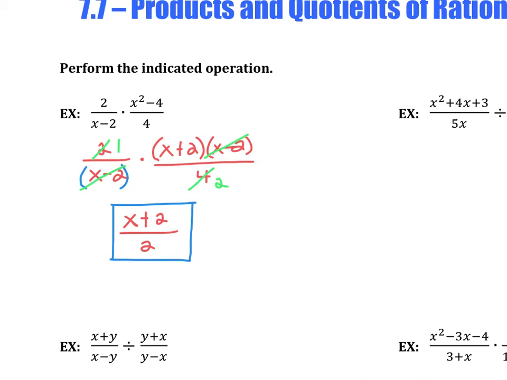Now one thing I want to mention about this final answer: sometimes students will say, but wait a minute, we haven't simplified it completely. We can take this 2 that's in the numerator and divide it by the 2 that's in the denominator, and that becomes 1. Well, we cannot do that in this particular case because this 2 is attached to this x through addition, not through multiplication.